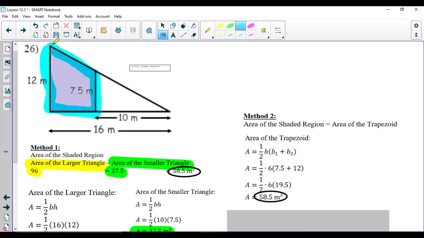So we don't need the non-parallel side. We don't need the side that's at a diagonal here. It's not going to be the height of the trapezoid or either of the bases. So I don't need that, but I do need to recognize that this is 6 right here. So you can take half times 6 times, in parentheses, 7.5 plus 12, and that will also get us 58.5 meters squared. Method 2 is a little bit easier, but if you don't recognize that that's a trapezoid, or maybe you don't know how to find the height of the trapezoid, that might be a more challenging way to approach the problem.